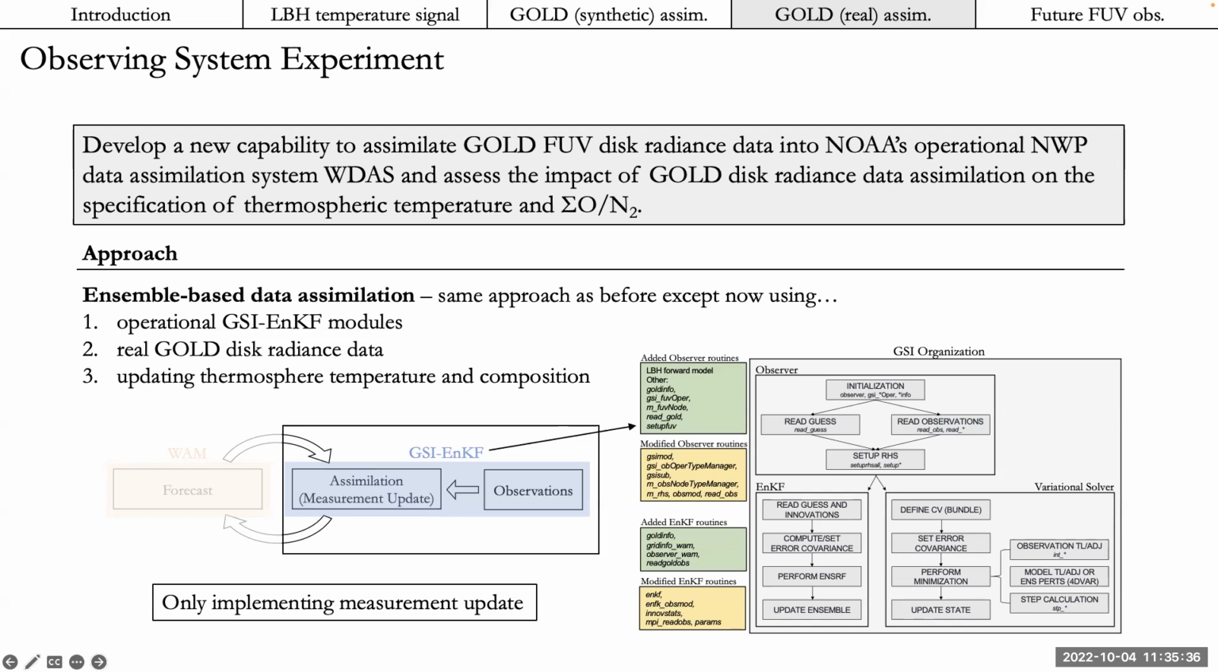One of the benefits of GSI is that there are many ways to solve the data assimilation analysis, both variational and Kalman filter based approaches, as well as hybrid approaches between them. But again, we're just going to stick to the EnKF implementation. And just note that while we are only assimilating GOLD observations for this proof of concept, there is now the potential capability to assimilate GOLD observations along with the rest of the operationally assimilated observations from the troposphere and stratosphere.